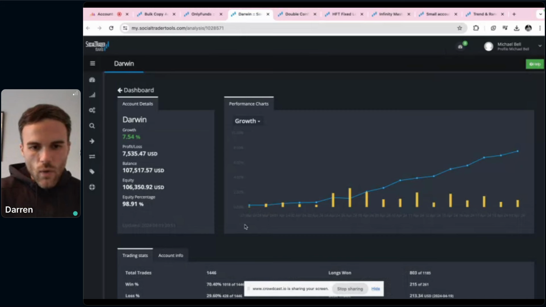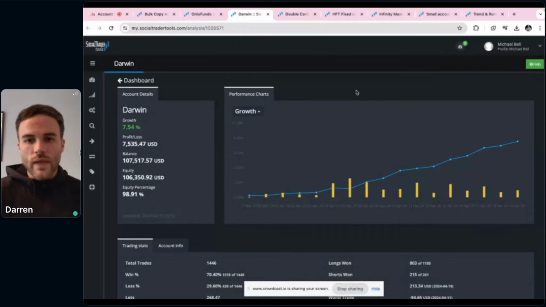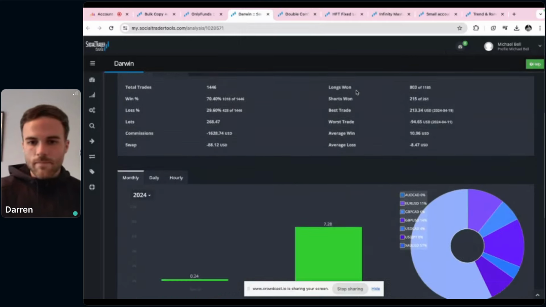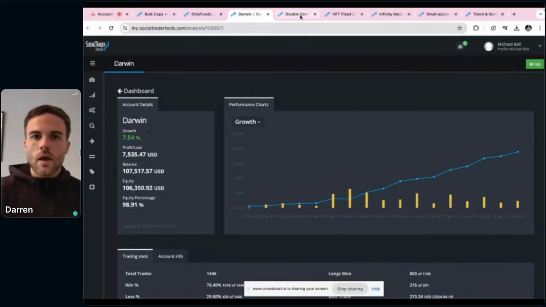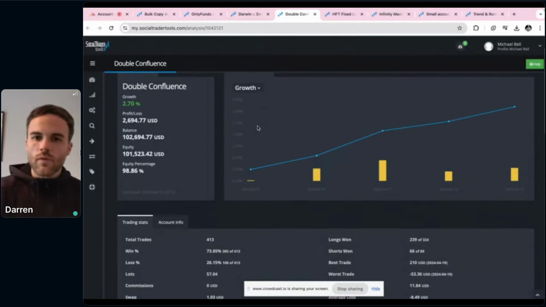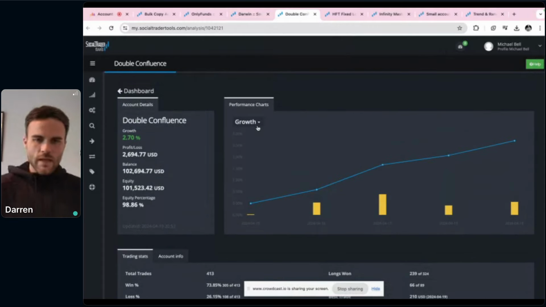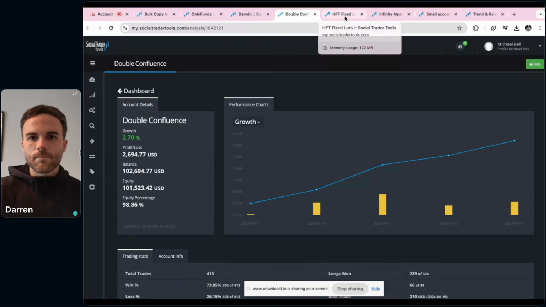It's been running for about 3 weeks now. As you can see, I started it on the 27th of March, and it's up 7.5%. I haven't seen the drawdown go over 2K, which is amazing. So this account is running really strongly so far. I will keep you updated on this double Confluence account because, yeah, so far so good. Anyways, moving on.